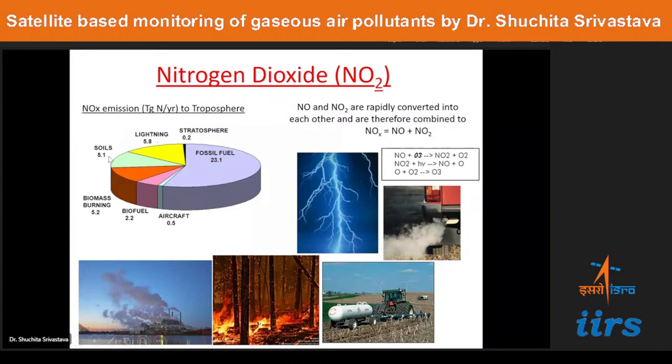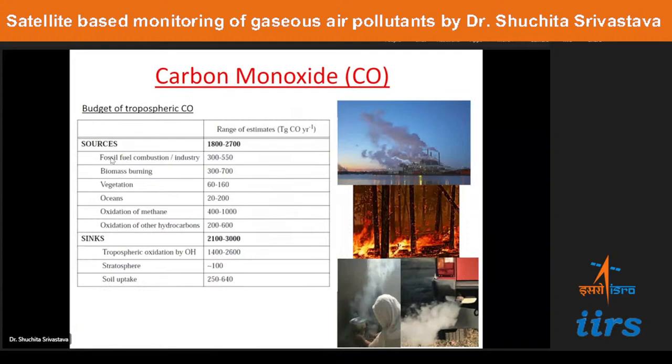Then soil is also an important source of NOx. Soil nitrification and denitrification processes emit NOx in the atmosphere. Then the second gas is carbon monoxide. Here the budget of tropospheric carbon monoxide is given.